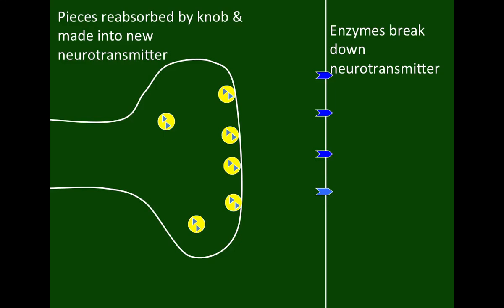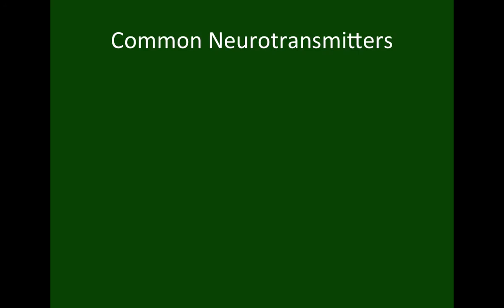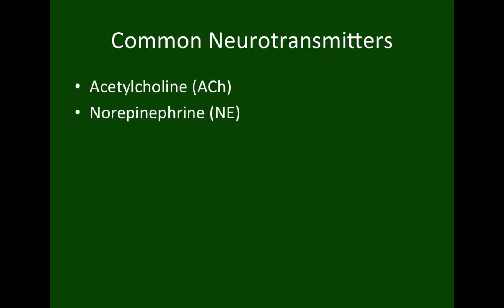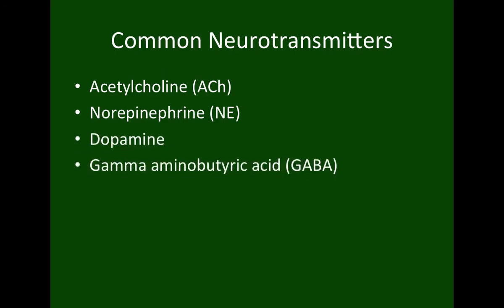So what exactly are these things called neurotransmitters? Well, let's go through some of the common ones. The two most common ones that we have in the body are acetylcholine and norepinephrine. But we also have some others. If you've taken psychology at all, you've probably heard of some of these. One of them is dopamine. Another one is called gamma-aminobutyric acid, or GABA. And serotonin, which I know you've heard about in psychology class.